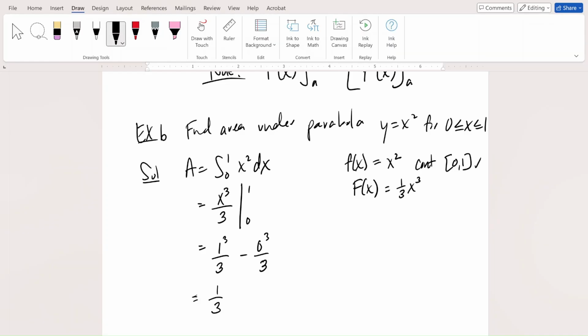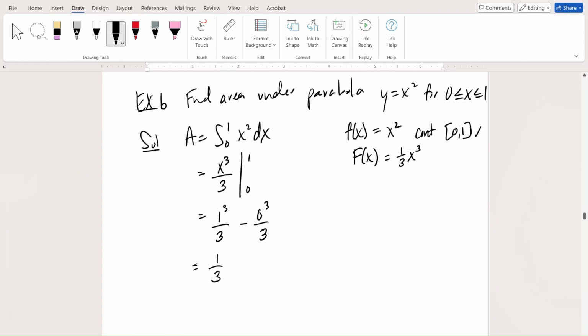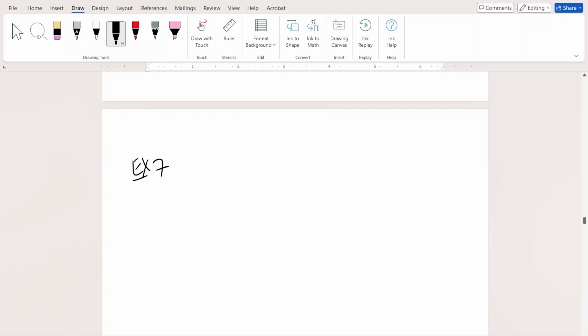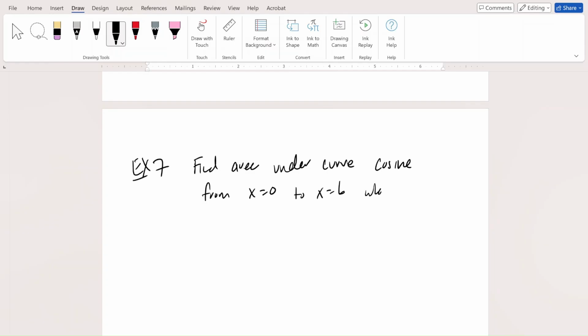Once we get the fundamental theorem of calculus part 2, all of this integration becomes so much nicer and easier. Example number 7. Let's find the area under the curve again. Well, what happens if we have something as complicated as cosine? And we're doing it from x equals 0 to x equals b, where b is between and including 0 and pi over 2.